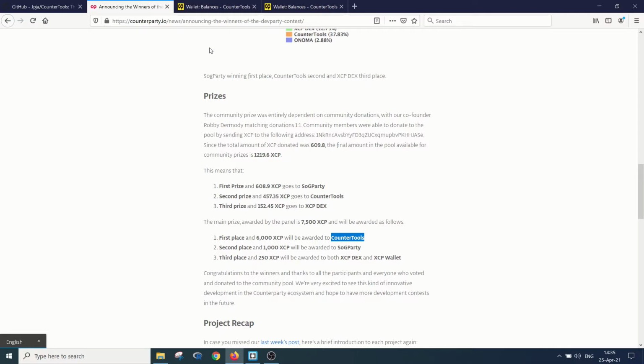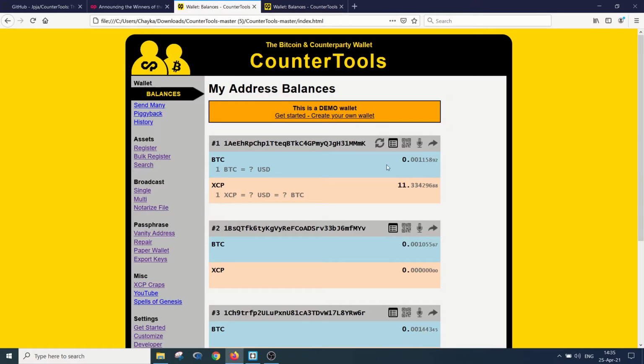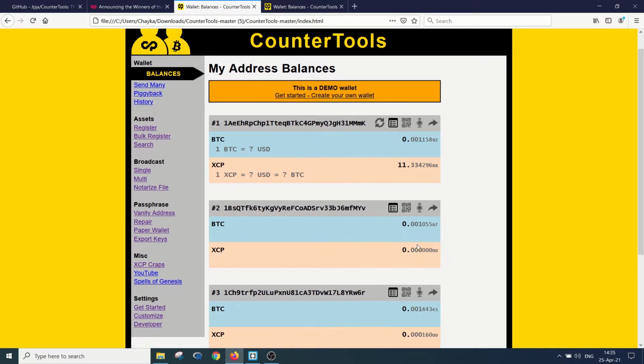Pretty much every Bitcoin wallet uses this same principle. So here you can see I have a milli-bitcoin on the first address, a milli-bitcoin on the second, and a little bit more on the third address. One milli-bitcoin is something like $50. So all in all, 170, 180 maybe.